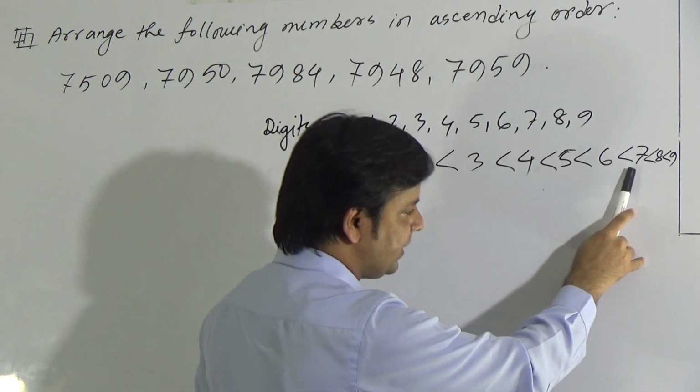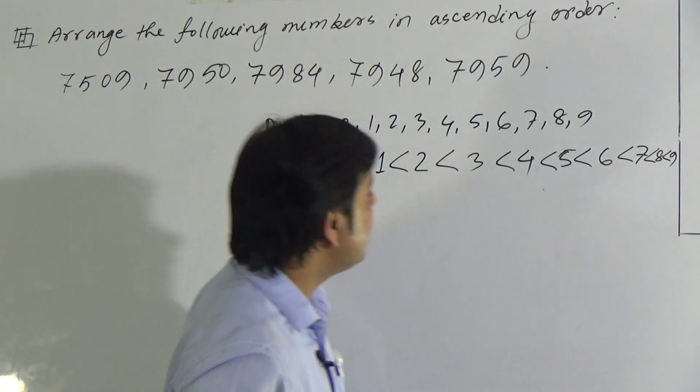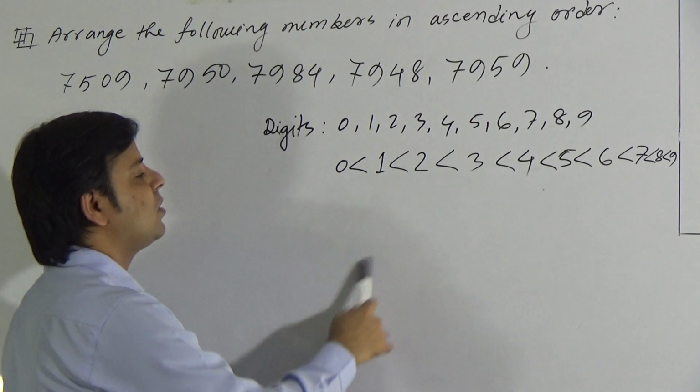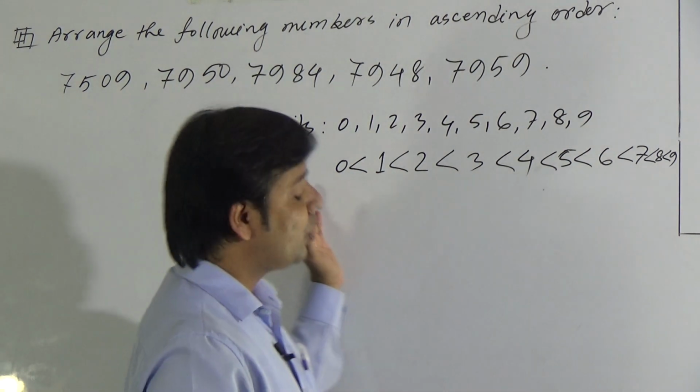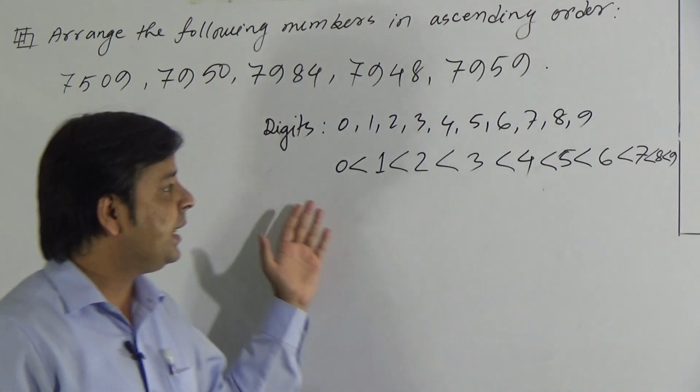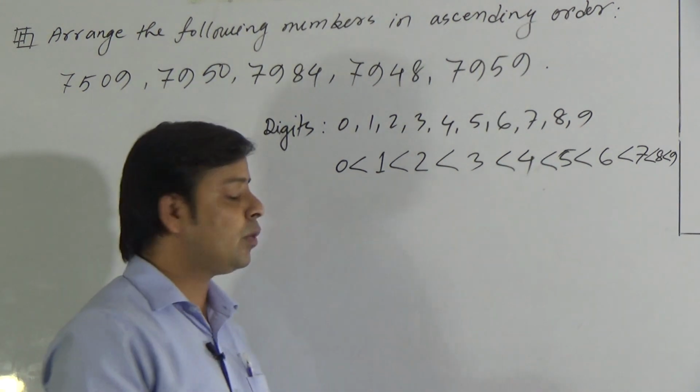8 is larger than 7 and 9 is larger than 8. This is the sequence. Okay, dear students, so to arrange the numbers we need to know this. Now we can arrange the numbers.